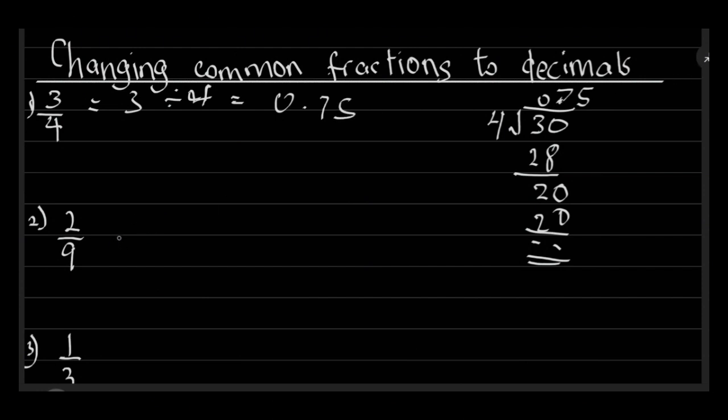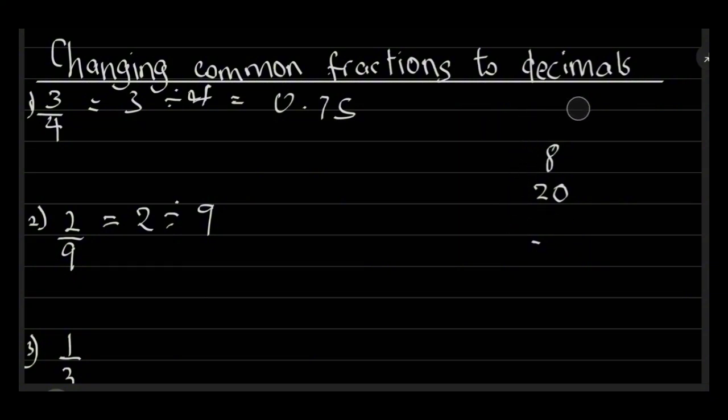Let's try it for 2 over 9. That will give us 2 divided by 9. You could do the same for that. So that is 9 dividing 2. Now 9 cannot divide 2, so 9 into 2 will be 0. We'll have to introduce our decimal point. Then we can add 0 to 2. 9 will go into 20 twice. 2 times 9 would give us 18. And we subtract, we are going to have 2.